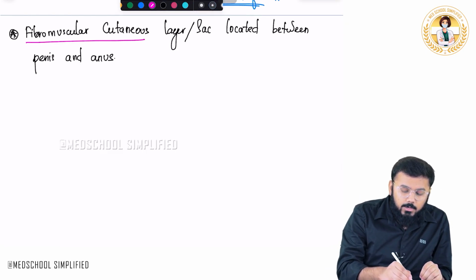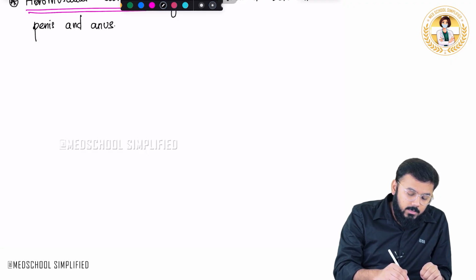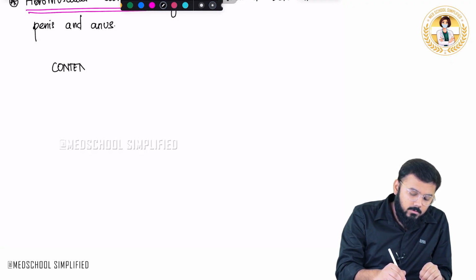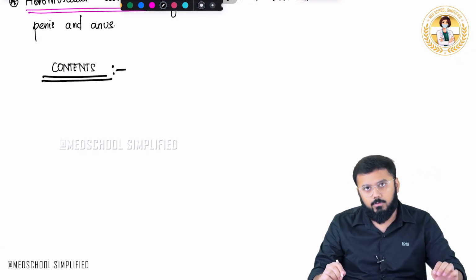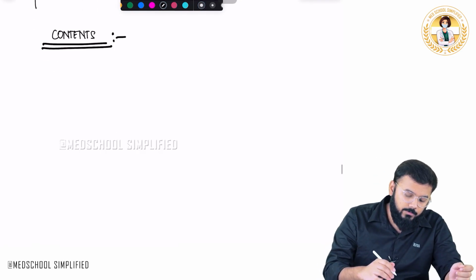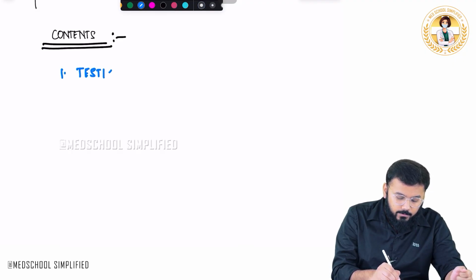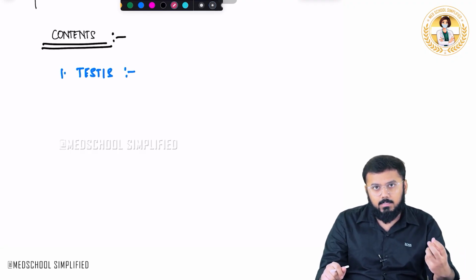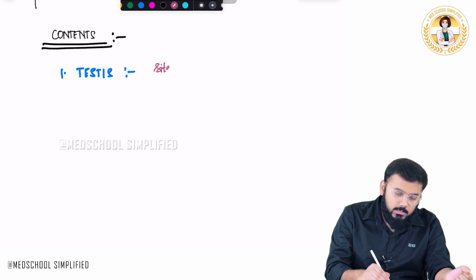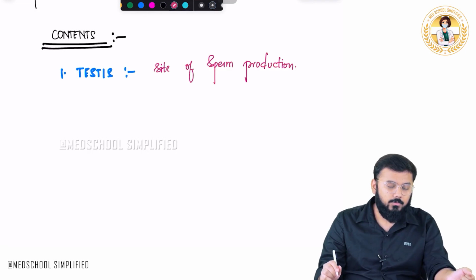Okay, fibromuscular cutaneous layer located between the penis as well as the anus. Now, if you look at the contents of this, what are the different contents that are present within the scrotum? The first important content over here is the testis. The testis is the main site of sperm production.